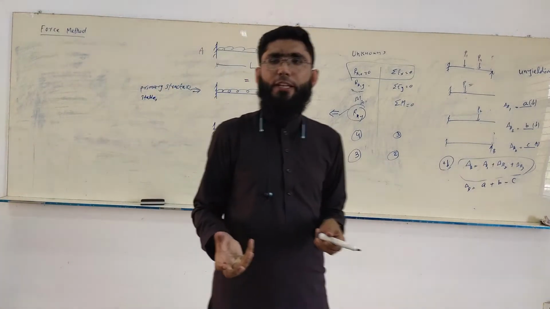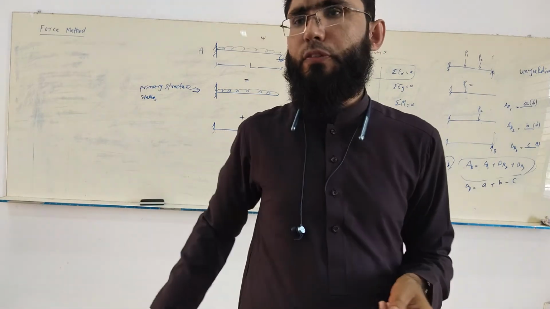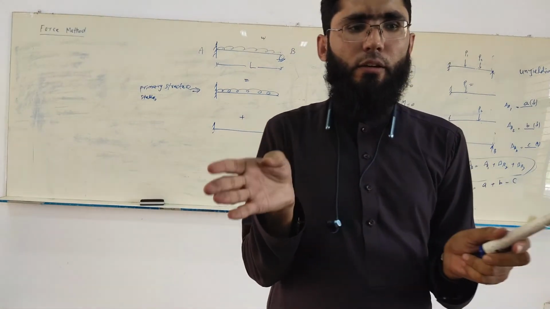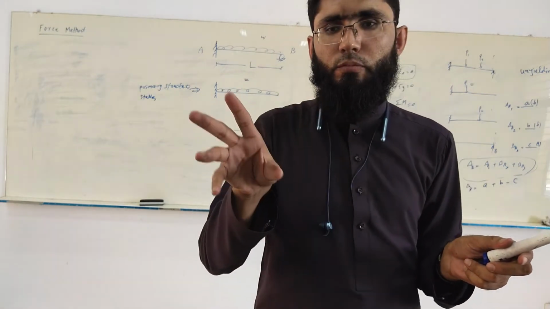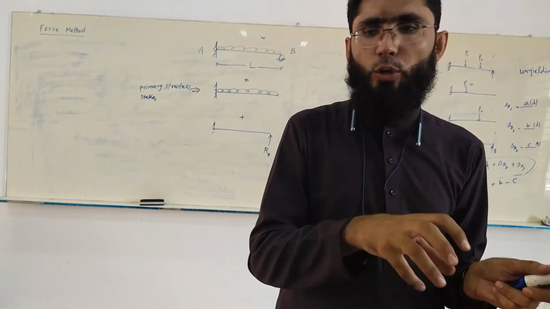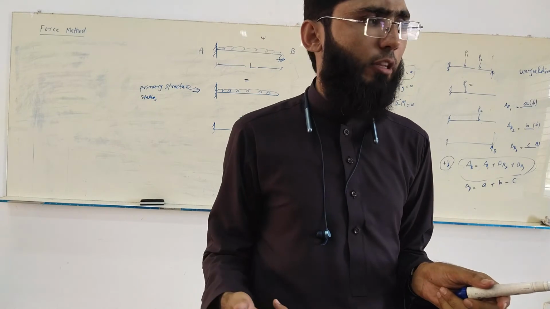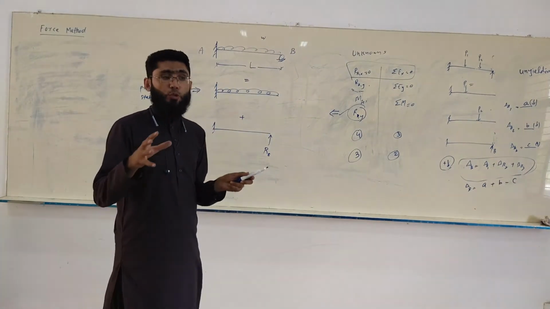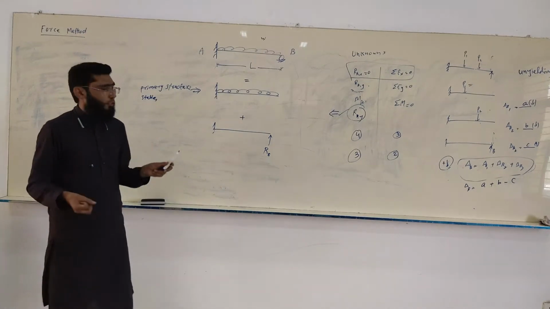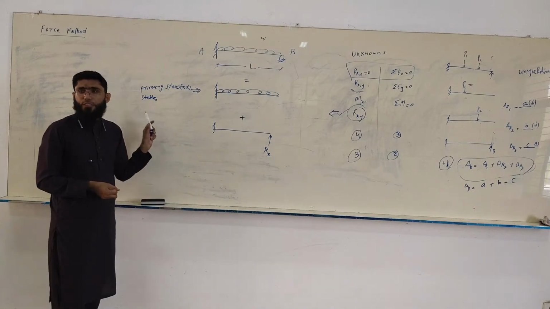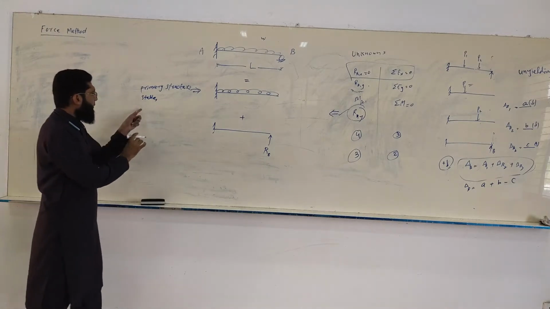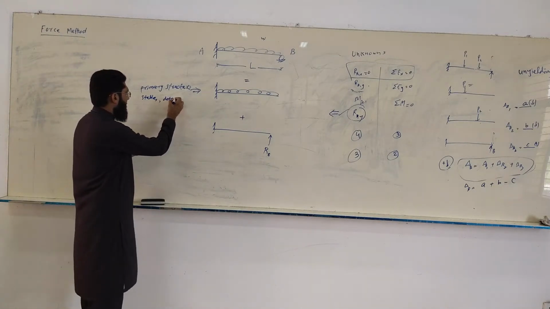How do you make it determinate? You remove enough number of redundants so that the remaining structure has only as many unknowns as you have the number of available equilibrium equations. So you remove enough redundants, but you make sure that you do not remove too many redundants so that it becomes unstable. So you got to make sure it is determinate as well as stable. So it's going to be a simpler structure, okay, stable and determinate.